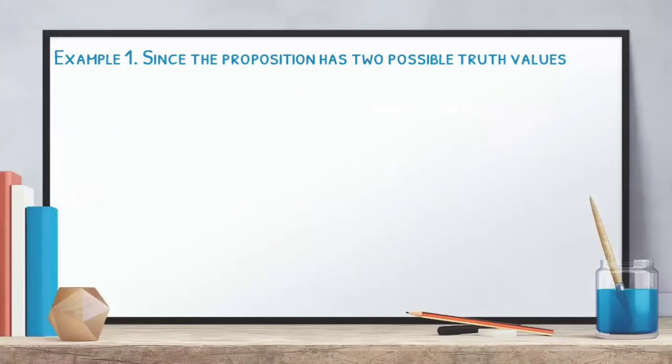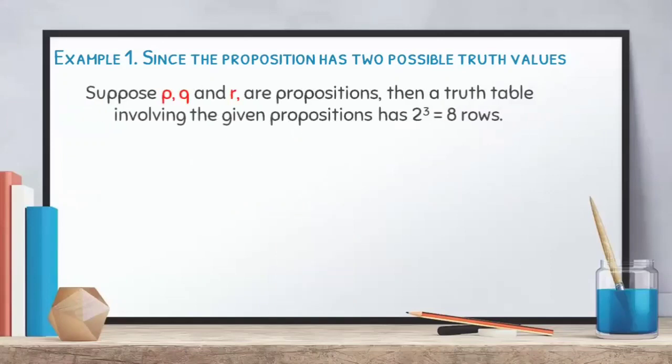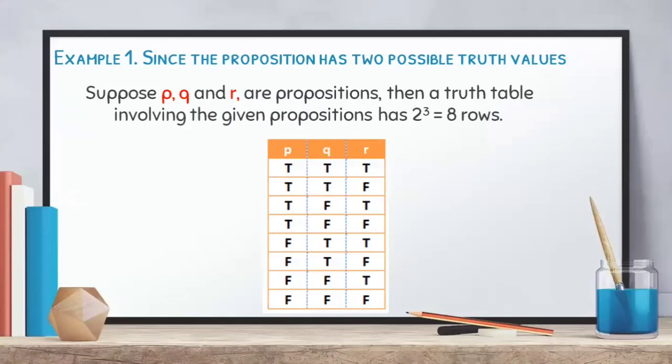Now, how about if we have 3 propositions? So this time we have P, Q, and R propositions. So using the formula, that would be 2 raised to n, and it is equal to 2 raised to 3, or 2 cubed, that is equal to 8. So meaning for propositions P, Q, and R, we will have a total of 8 rows. So this would be the table for our propositions P, Q, and R.